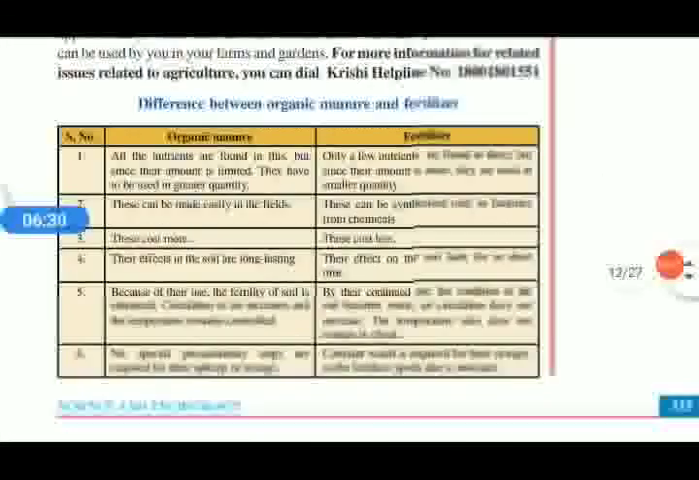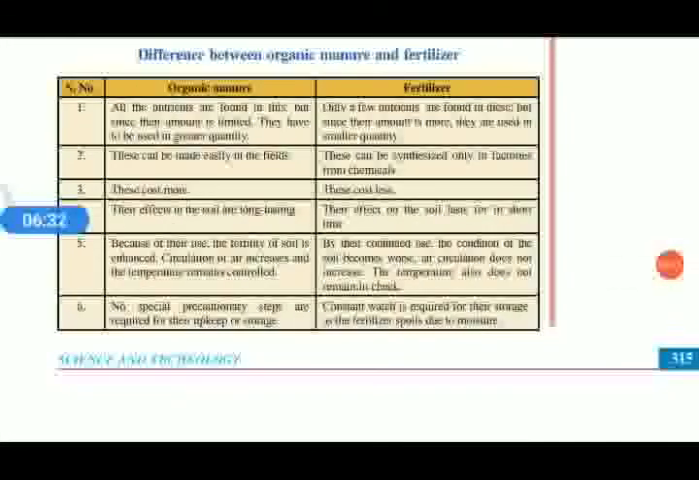These are the differences between organic manure and fertilizer. In organic manure, all the nutrients are found, but the amount is limited. They have to be used in greater quantity. But in the case of chemical fertilizers, only a few nutrients are found, but their amount is more. They are used in smaller quantity.